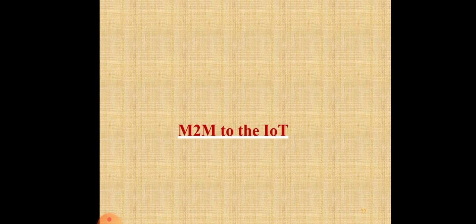In M2M, wired or cellular networks are used for connectivity, but in IoT devices usually require active internet connections. In machine-to-machine, there is an extensive background of historical applications, but IoT is a state-of-the-art approach with roots in machine-to-machine. Okay, this is the entire M2M to IoT.